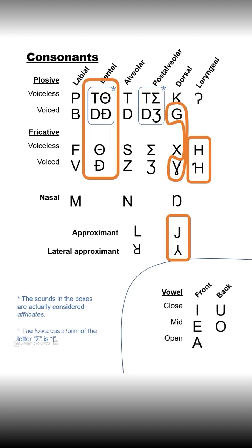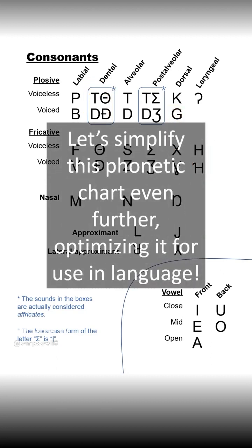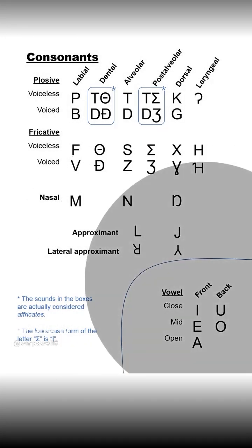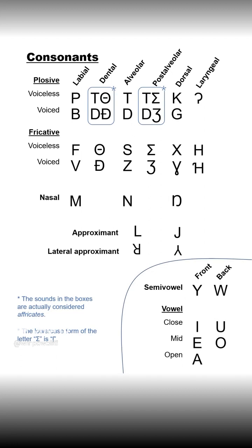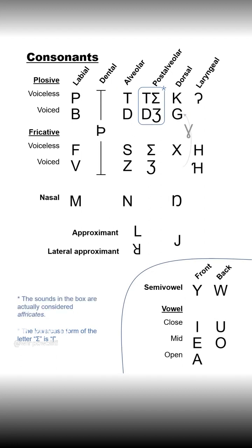But there are certain letters that we wouldn't normally distinguish between in language, so let's simplify this phonetic chart even further, optimizing it for use in language. First, I'm bringing back the semivowels to clarify the pronunciation of things like yi and wu. Let's merge all of these consonants I mentioned earlier.